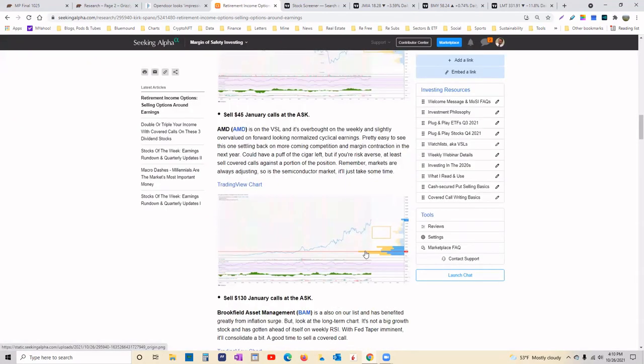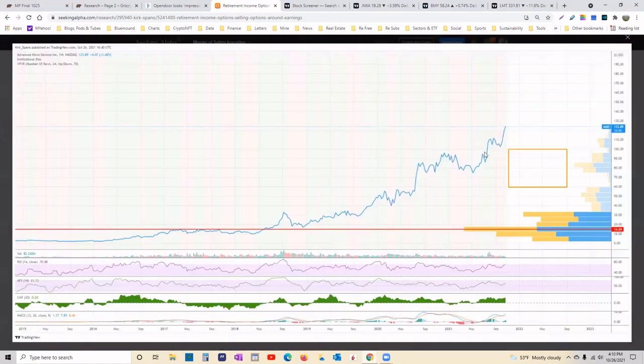AMD, I know people like this stock, I do too. Heck of a run. I remember when this was $5 or $10 a share, and I bought it and doubled my money, and then I let it go. Another case of not riding your winners. But this is what it looks like when it's usually time to sell. It's just a little too vertical.